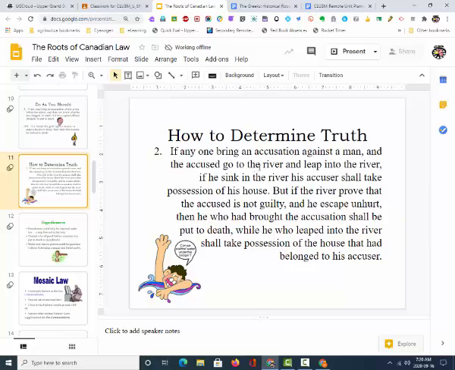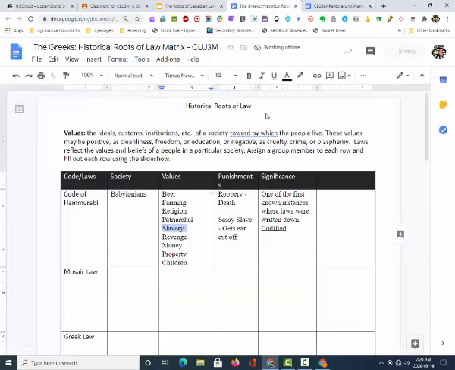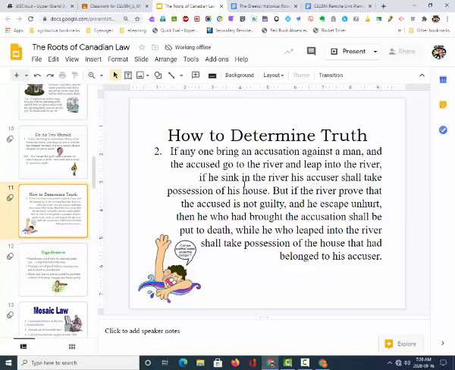Excellent. The next piece that you're looking at are punishments. So let's take a look at the slide that talks about punishment. If we look at the same slide, number 11, we can see that one of the punishments is based upon the river itself. That if a person brings a false accusation against someone, it's up to the river to prove the person's guilt.